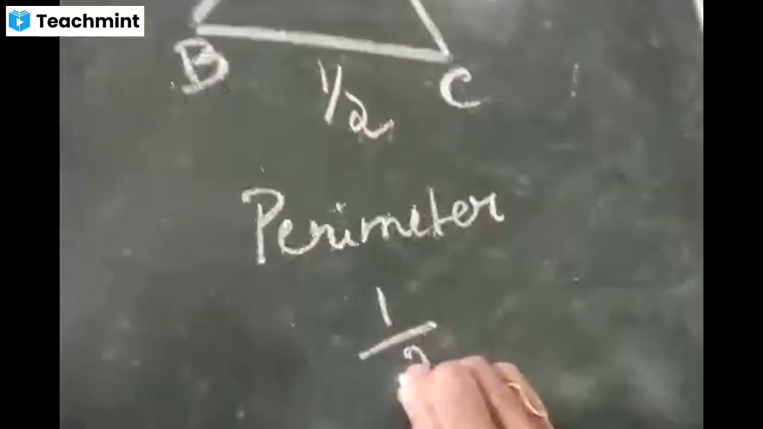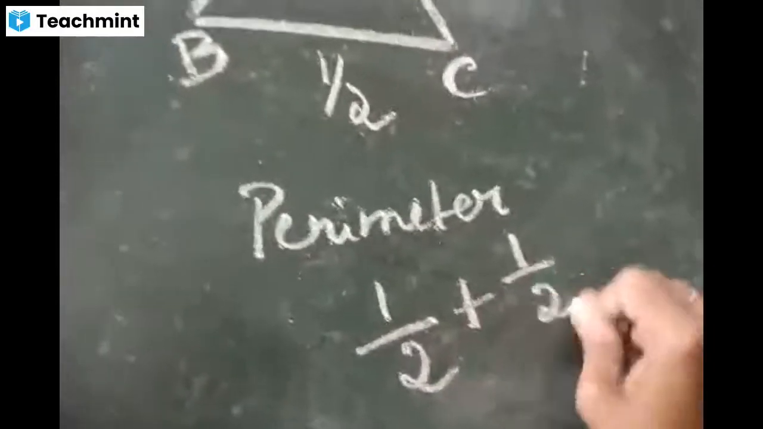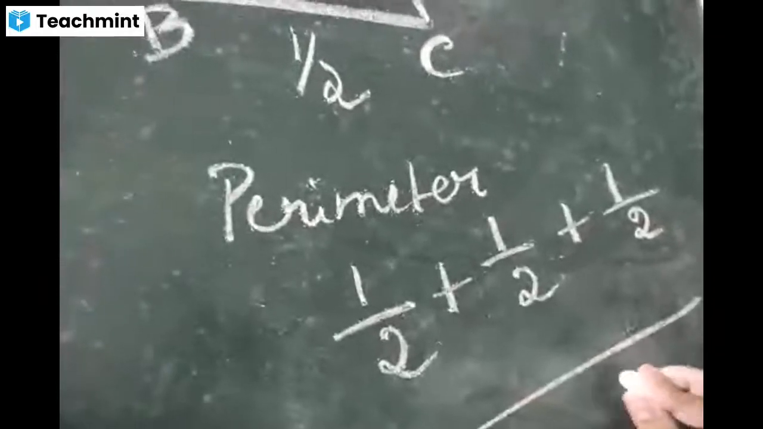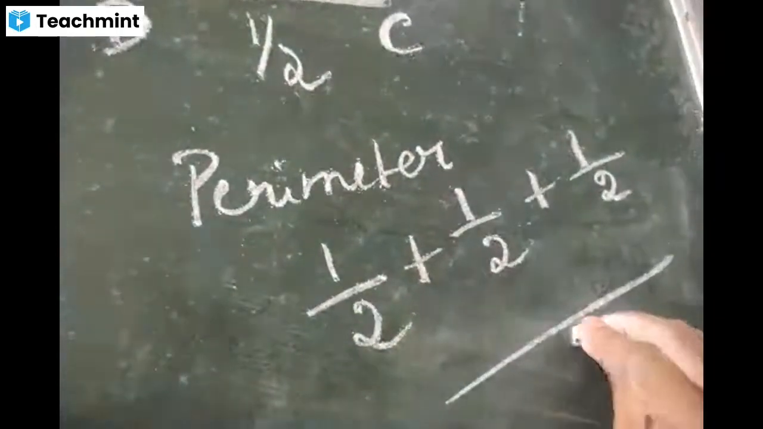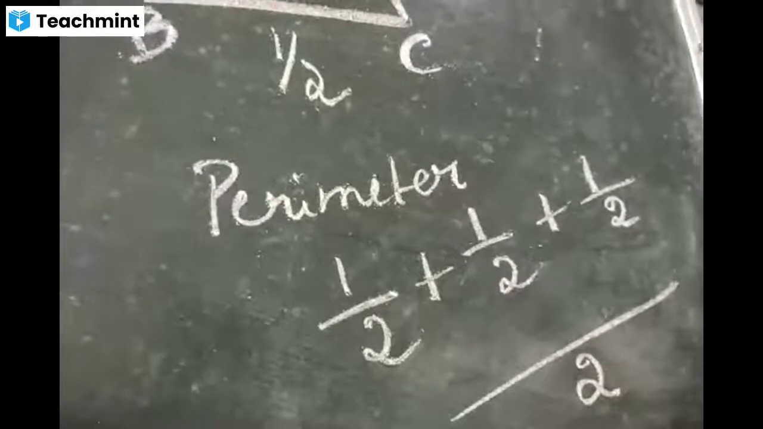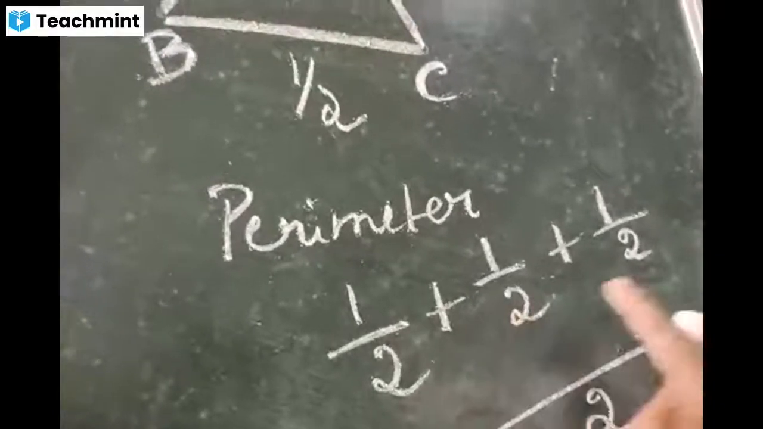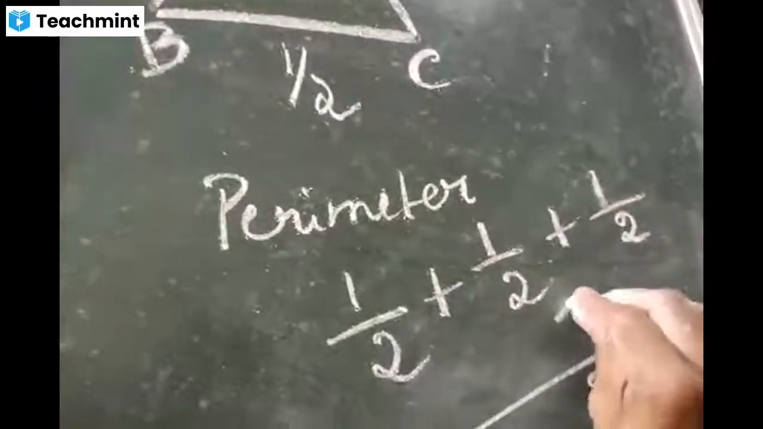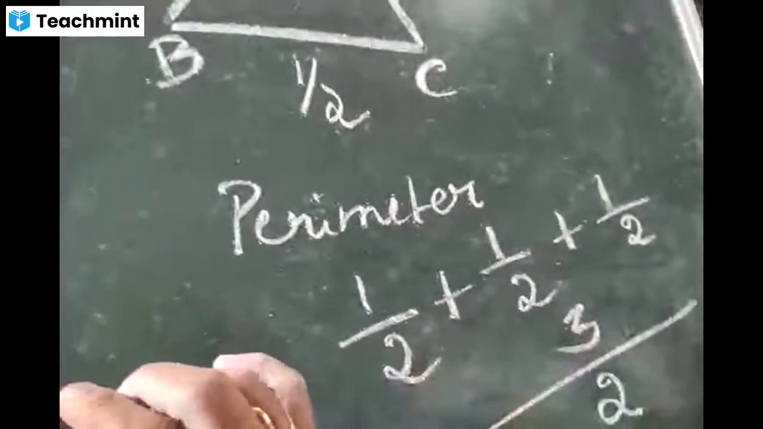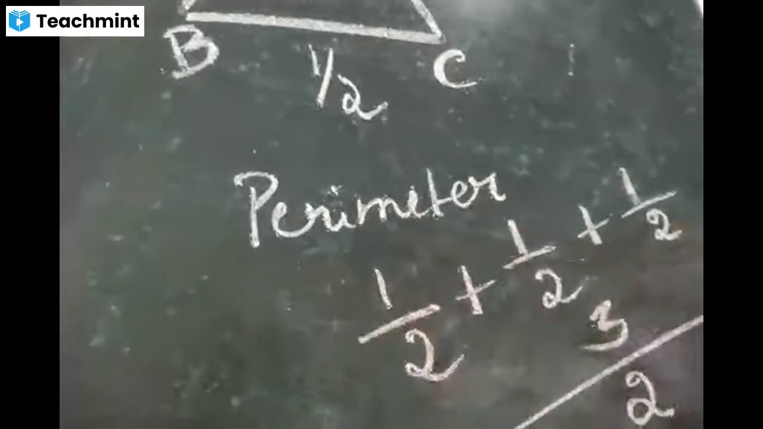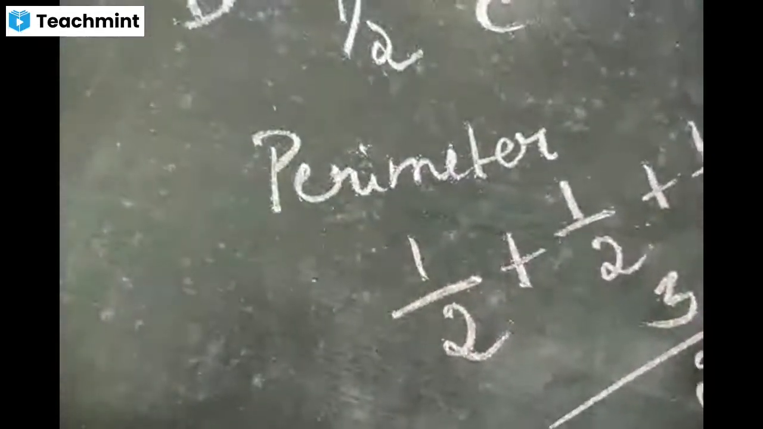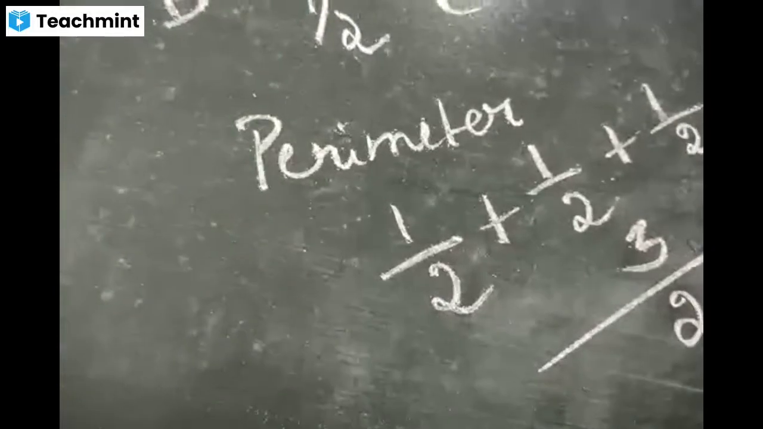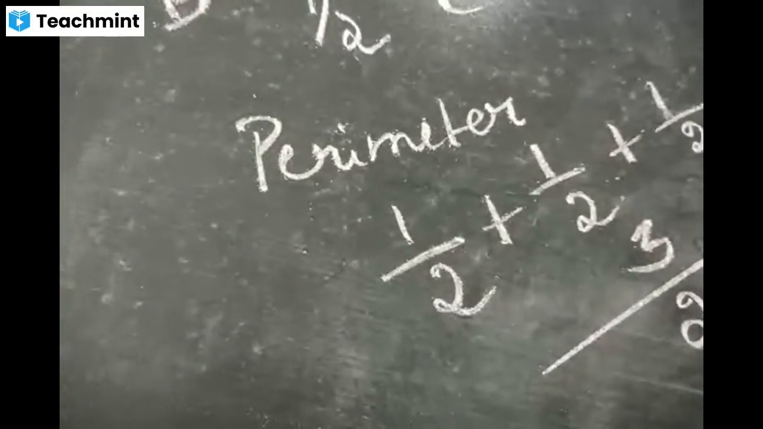So, half plus half plus half. The LCM is the same here. It is 2. So, no need to change anything. Directly you add the numerator. 1 plus 1 plus 1. How much? It is 3. So, the answer is 3 by 2 centimeter. Next question.